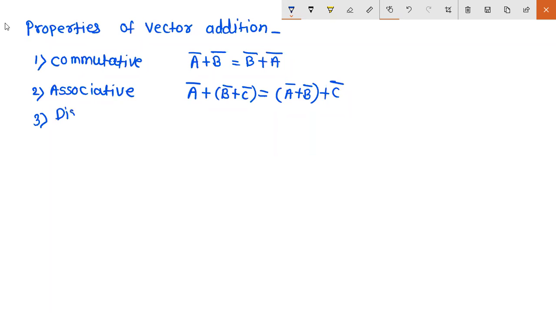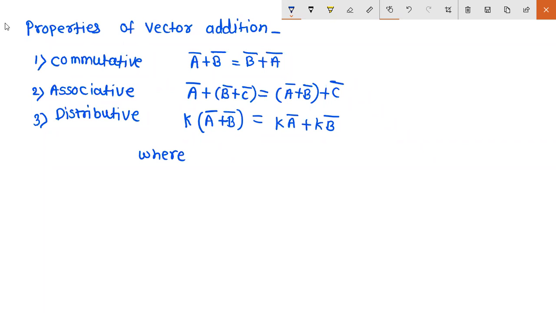So this vector addition is commutative, it is associative, and the third property is that it is distributive. Distributive means if we consider any scalar quantity k, and again we are taking addition of two vectors, A bar and B bar, then k into (A bar plus B bar) is equal to k into A bar plus k into B bar, where this k is a scalar quantity. So these are the properties of vector addition.